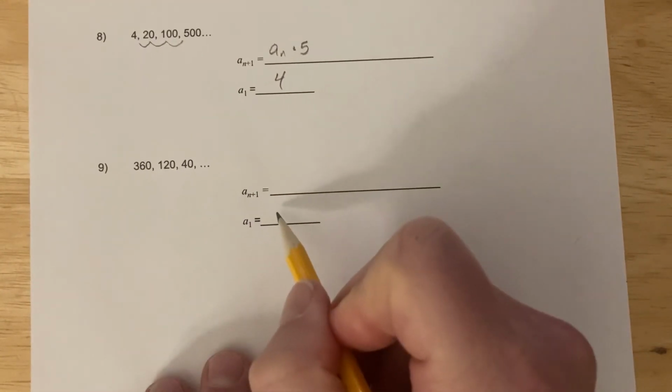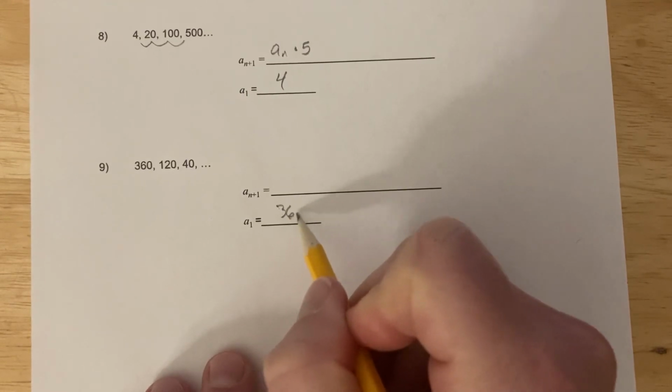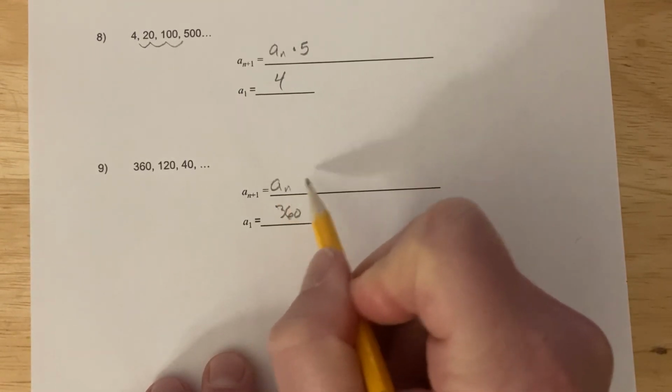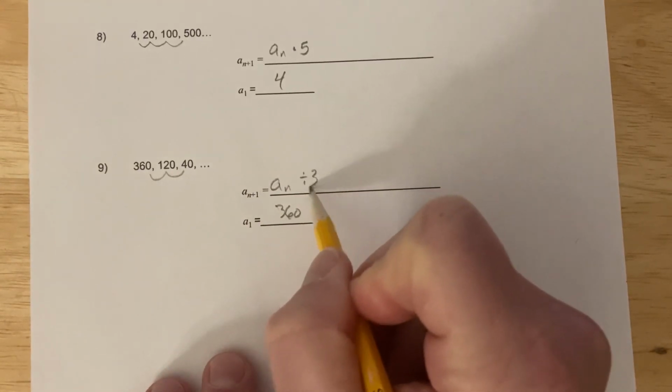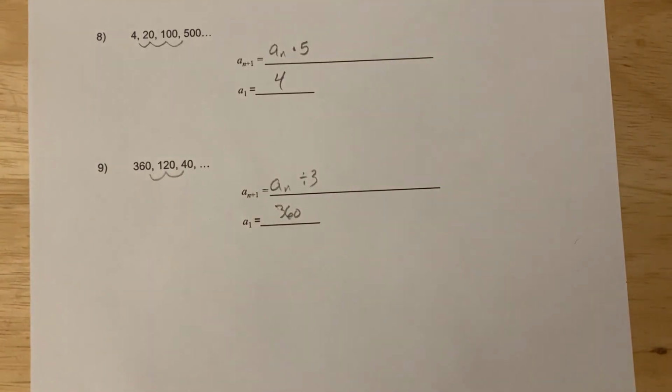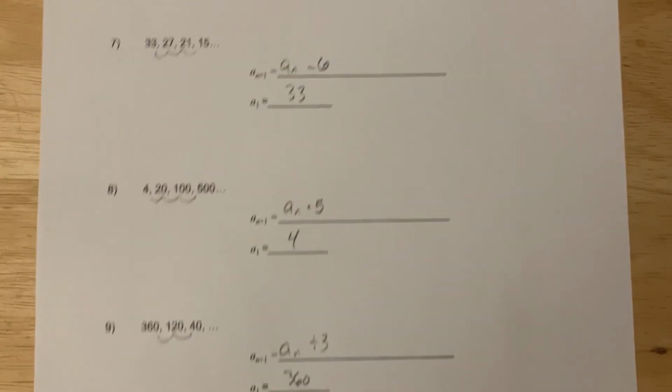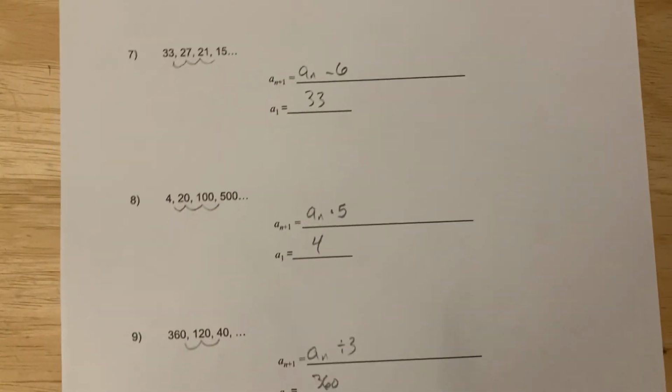And then for this last one, my first term is 360. What are we doing to get to the next term? We're dividing by 3. So you can either write divide by 3, or if you put /3, that's fine. So that's all we're saying with these recursive. Hopefully that felt pretty easy.